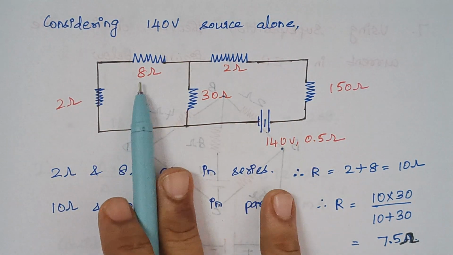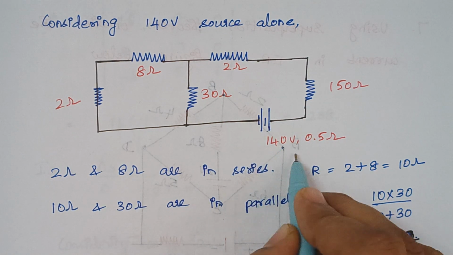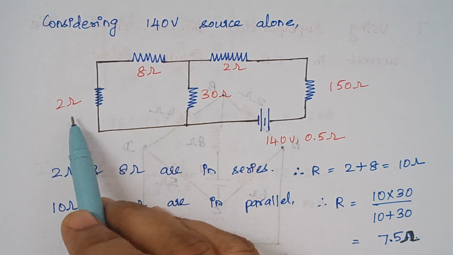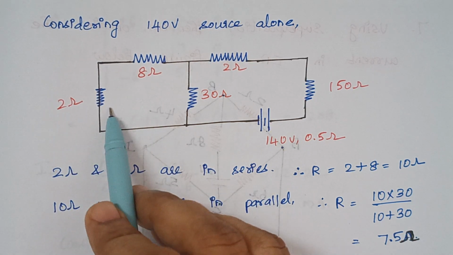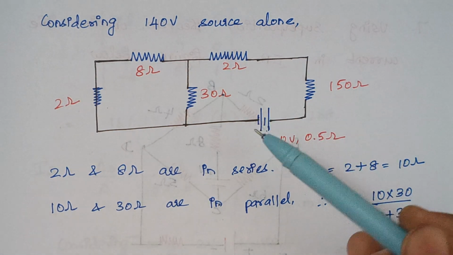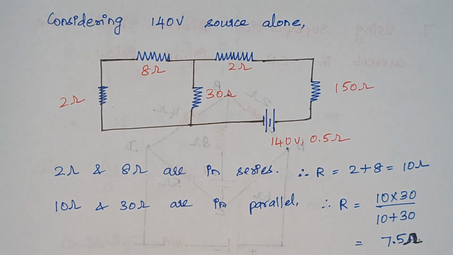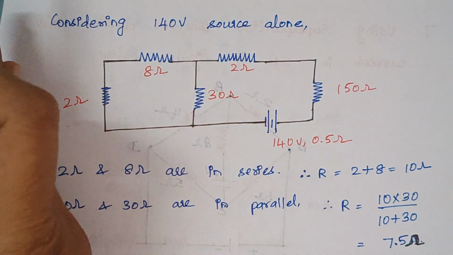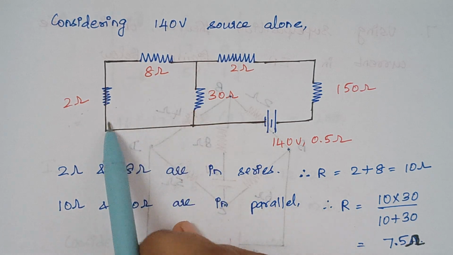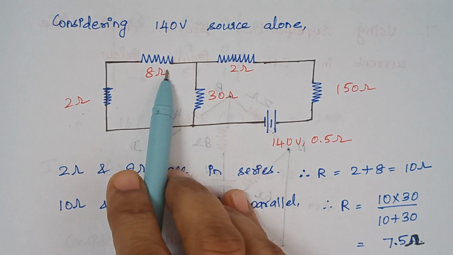Okay, now we are going to consider the 140 volt source alone. Here this 240 volt source is removed, whereas its internal resistance is considered, whose value is 2 ohms. Since our source is on this side, we are solving the resistors from the other end. Here this 2 ohm and 8 ohm are in series, so that becomes 10 ohm.